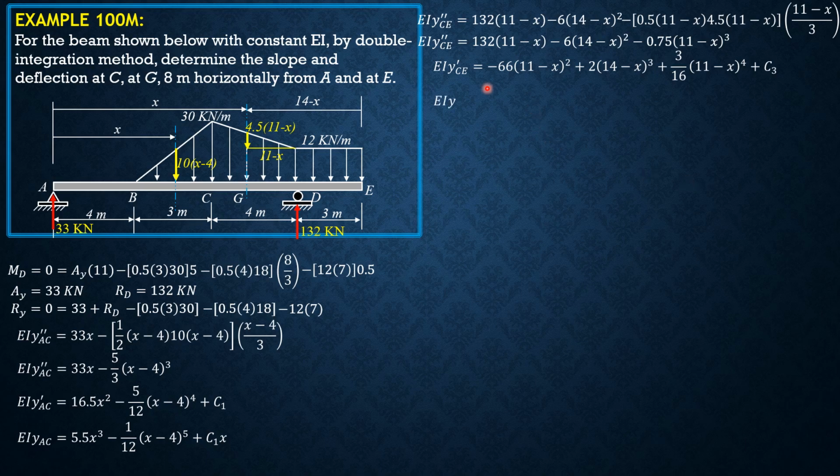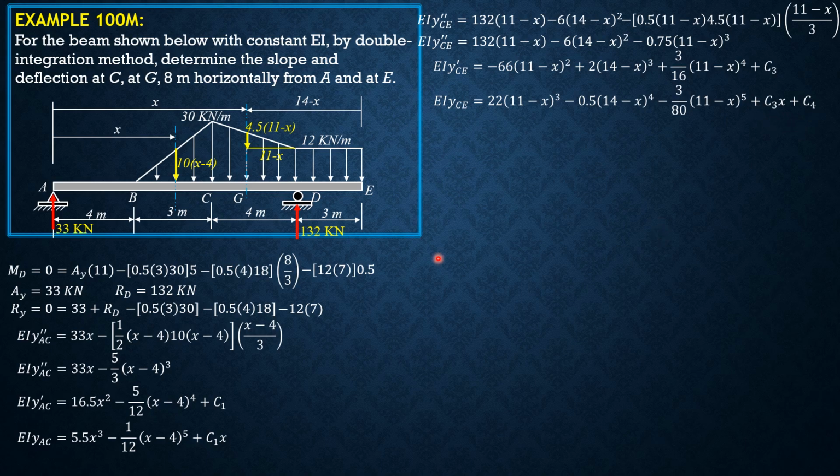Integrate again, EI y CE equals positive 33 times 11 minus x squared, minus 22 times 11 minus x cubed, then minus 0.5 times 2 over 4, 14 minus x to the 4th, then minus 3/80, 3/16 over 5, so negative 3/80 times 11 minus x to the 5th, plus C sub 3 x plus C sub 4.